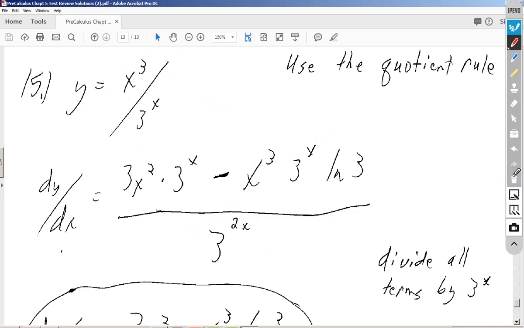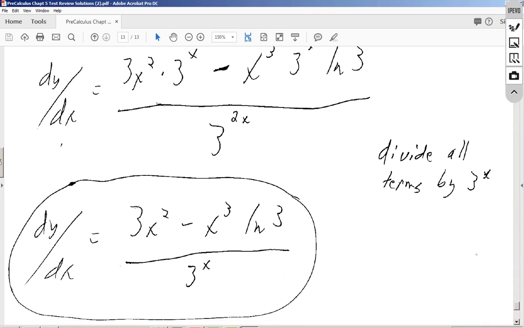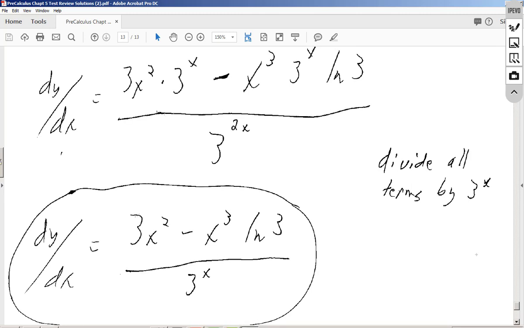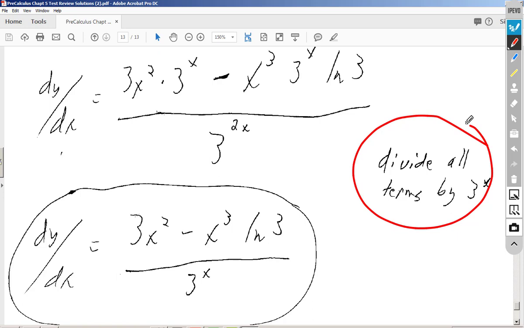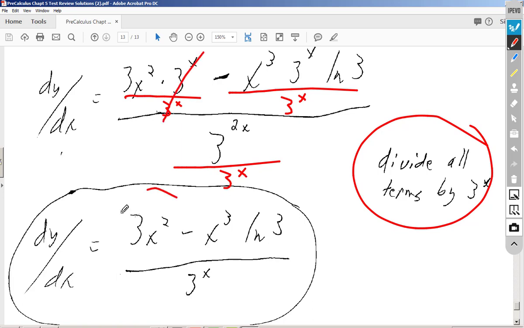Now that I've done that, I notice that there is a common 3 to the x term in all of those. So let me scroll up just a little bit. So I'm going to divide all my terms by 3 to the x. So I'm going to divide this term by 3 to the x. So it's common in all 3 of them. This term by 3 to the x. And also my bottom term by 3 to the x. When I divide this by 3 to the x, that crosses out, I'm just left with 3 to the x squared. When I divide this by 3 to the x, I'm just left with my x cubed and my ln of 3.